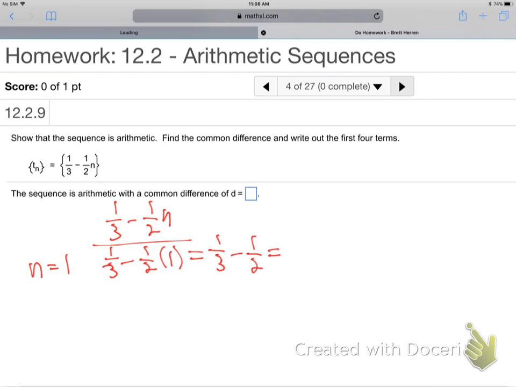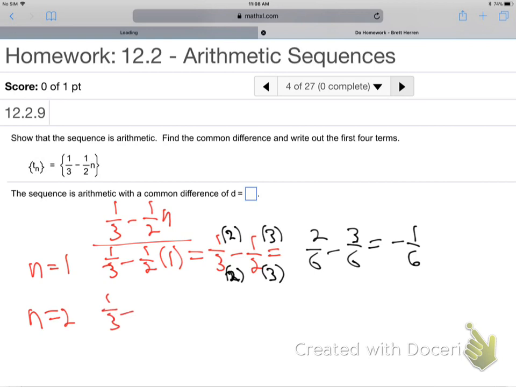So to subtract two fractions, what do we got to do? Common denominator, multiply top and bottom by 2, and top and bottom by 3. So we get 2/6 minus 3/6, which is minus 1/6. That's the first term. And then let's go for the second.